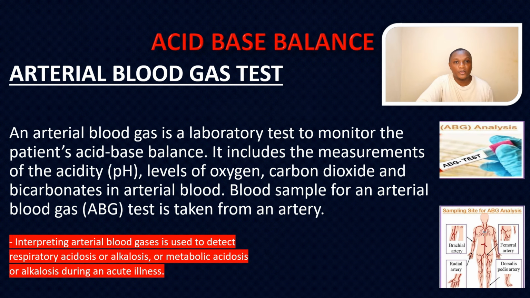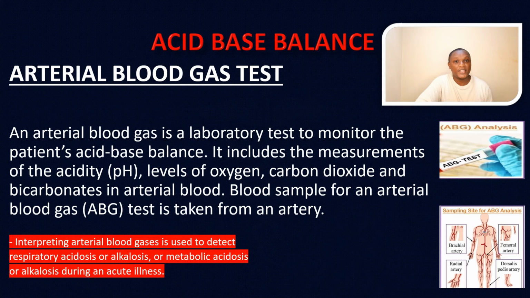As we begin this topic on acid-base balance, it is important to understand a specific test used to monitor acid-base balance within the body, especially for the sick and acutely unwell patients. The ABG test includes measurements of acidity, that is the pH, carbon dioxide, oxygen, and bicarbonates. This test includes a blood sample for an arterial blood gas that is taken from an artery.